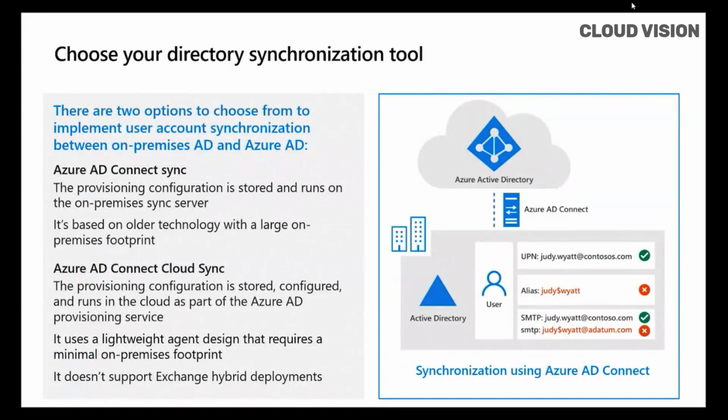Now, as we talked about, before you start the identity synchronization, you have to choose which tool you want to work with. There are two options to choose from. First is the Azure AD Connect Sync. As we talked about, the provision and configuration is stored and runs on your on-premise sync server. And it is based on an older technology with a large on-premise footprint.